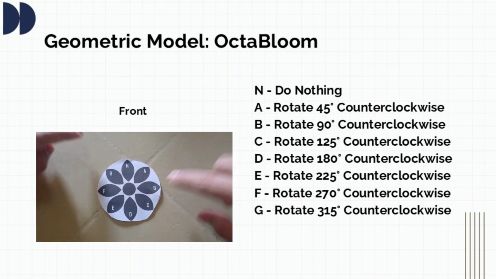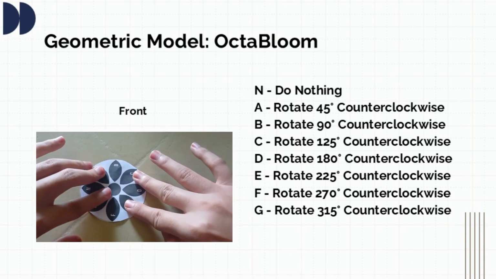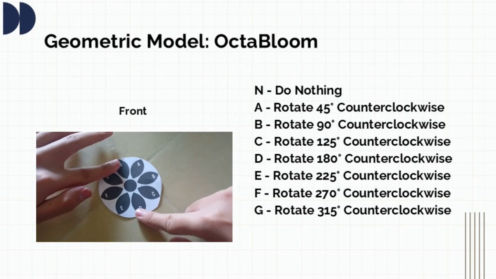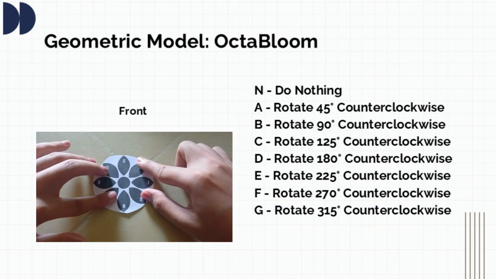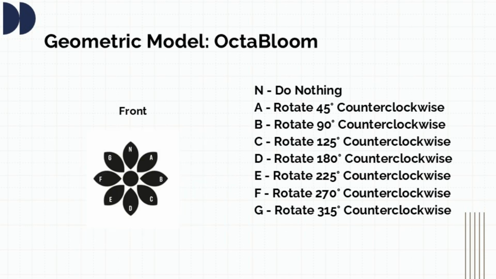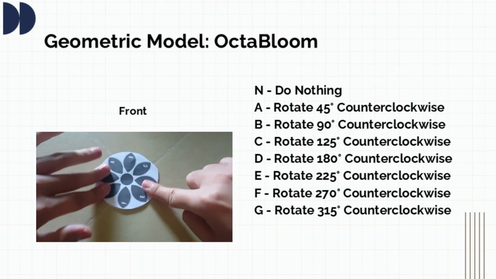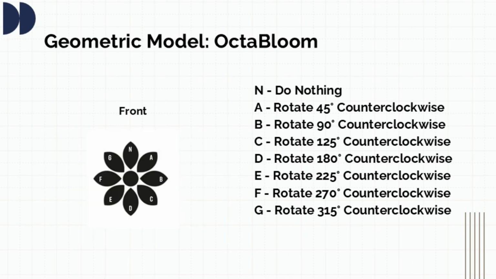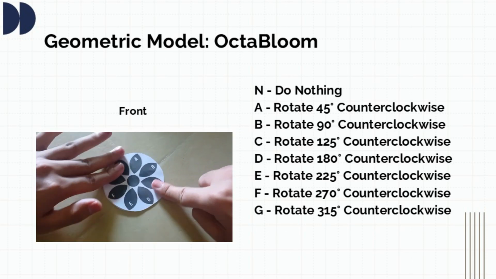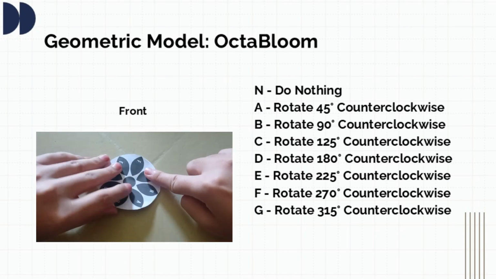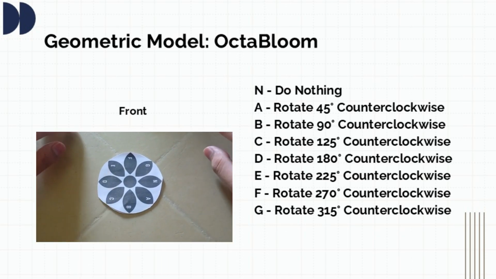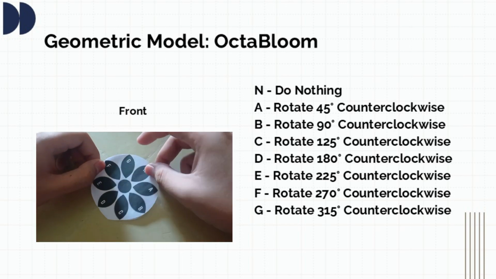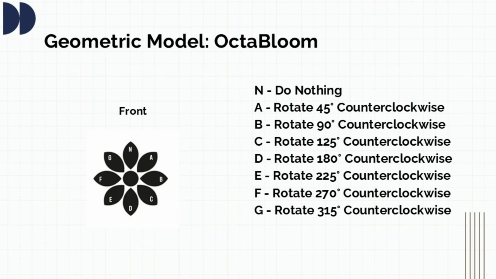For C, we rotate 125 degrees counterclockwise. For D, we rotate 180 degrees counterclockwise. For E, we rotate 225 degrees counterclockwise. For F, we rotate 270 degrees counterclockwise, and for G, we rotate 315 degrees counterclockwise.